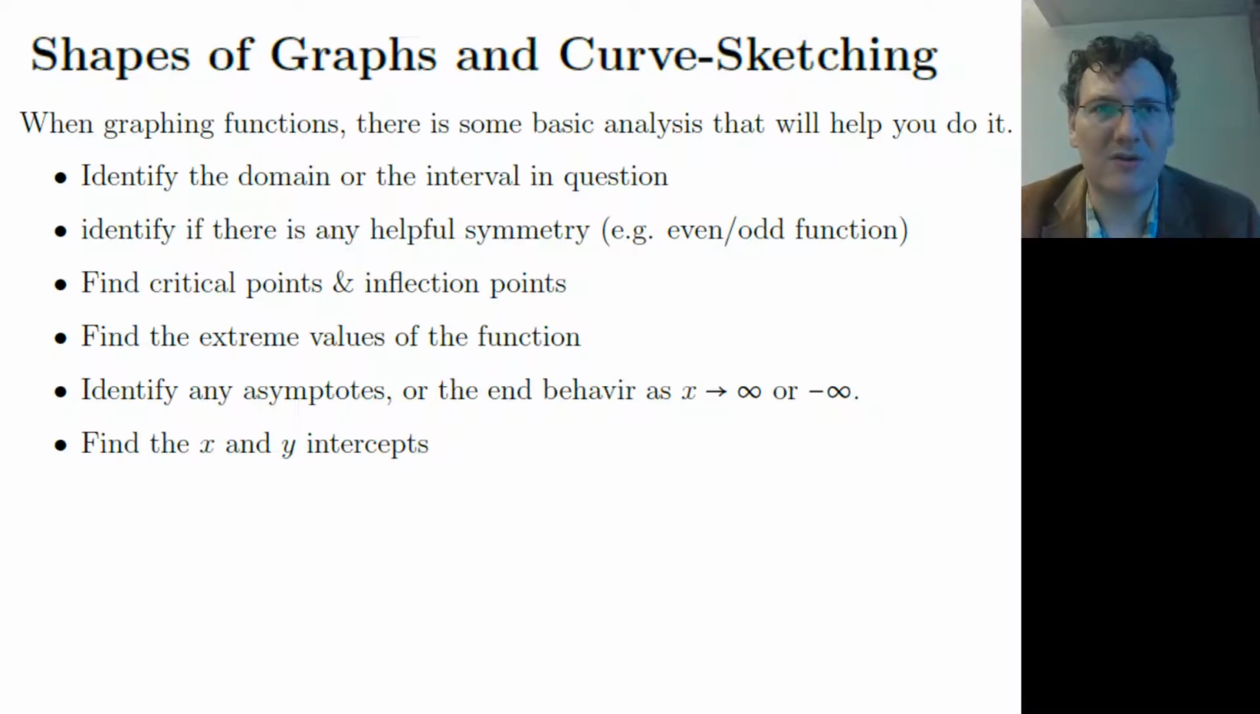So you're going to find the first derivative and the second derivative and find the critical points from the first derivative, where it's equal to 0 or where the first derivative doesn't exist. The inflection points are where the second derivative is equal to 0, where the curvature changes from upward curvature to downward curvature. Then find the extreme values of the function, if there are minimums and maximums, and any asymptotes, and the end behavior as x goes to infinity or to negative infinity.